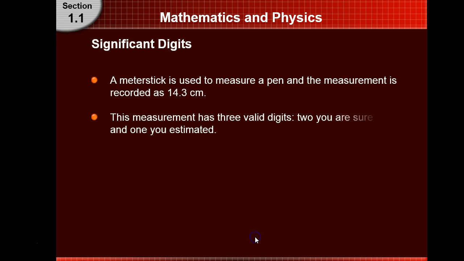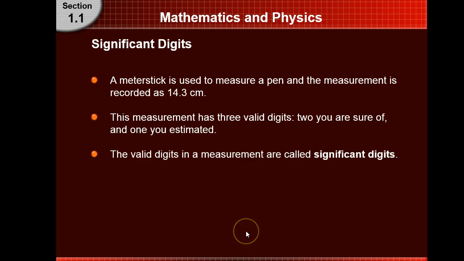Significant digits again. A meter stick is used to measure a pen, and the measurement is recorded as 14.3 centimeters. This measurement has 3 valid digits: 2 you are sure of, and 1 you estimated. You approximated. It might have been right on the 3, and then you would have said 30. But as far as any other digit after that, you cannot measure to it because a meter stick does not measure to that. So this measurement has 3 valid digits, 2 you are sure of, 1 that's estimated. The valid digits then are called significant digits.